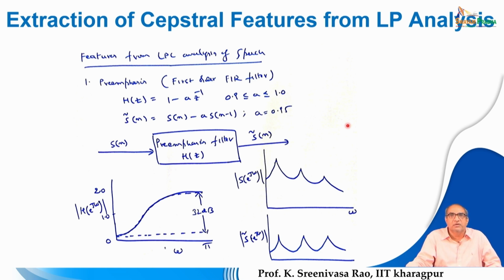Therefore, for performing various speech tasks or recognition purposes, we basically use the cepstral coefficients or cepstral features compared to directly using the spectral features. So, we will stop here at this point of time, and we will continue the extraction of cepstral features from the LP analysis in the next class.